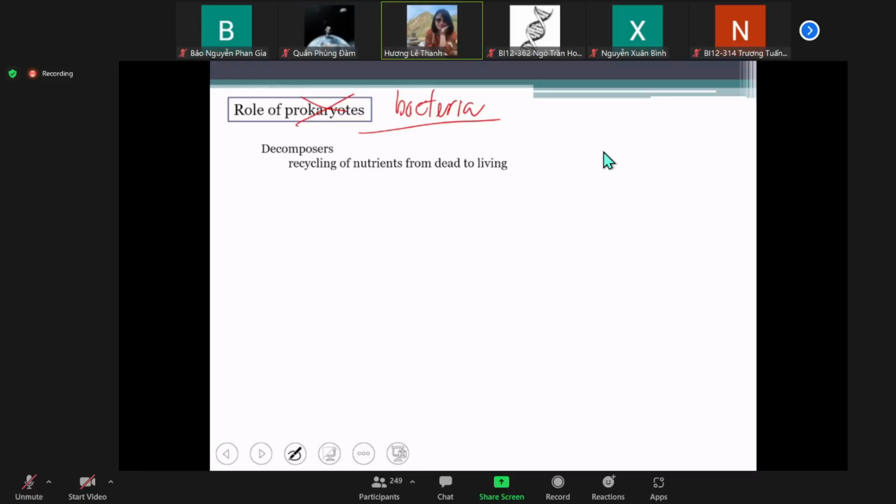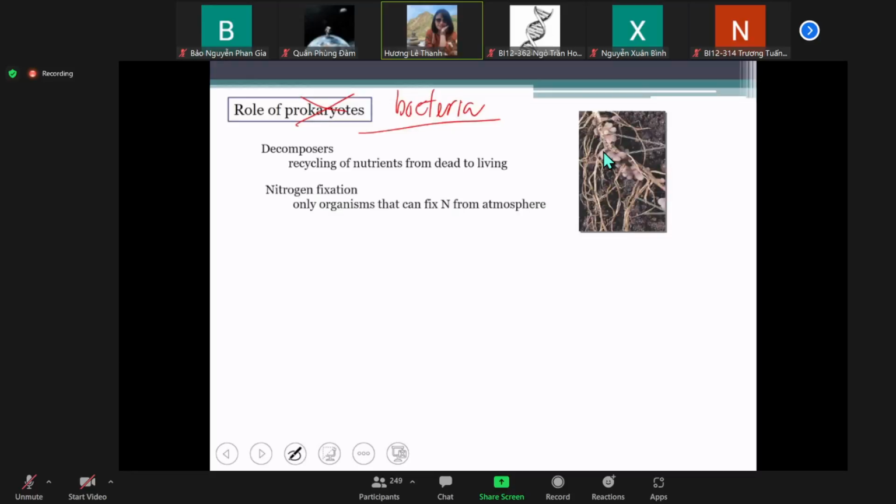And the second, they are the only organisms on Earth that can fix nitrogen from the atmosphere, and this is an important source of nitrogen for plants to use, for example in the roots of beans. The only organisms that can fix nitrogen.